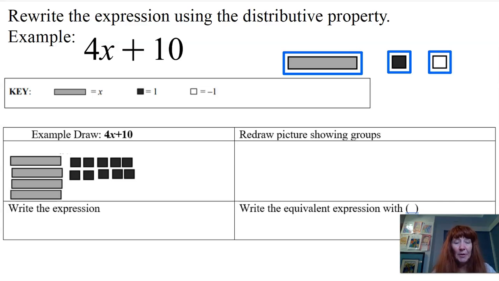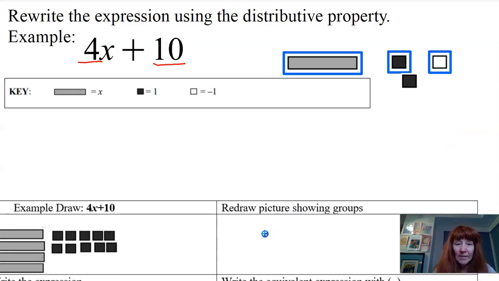On the homework sheet and in your notes. So I already drew 4x plus 10. I'm looking at the 4 and I'm looking at the 10. I have 4 of those x's and I have 10 of these. Now, if I had the little separate pieces, I could play around with these. So this is why I have these on my paper.